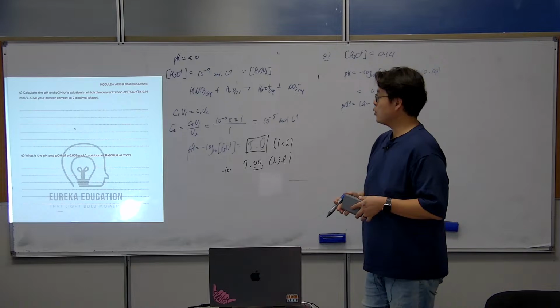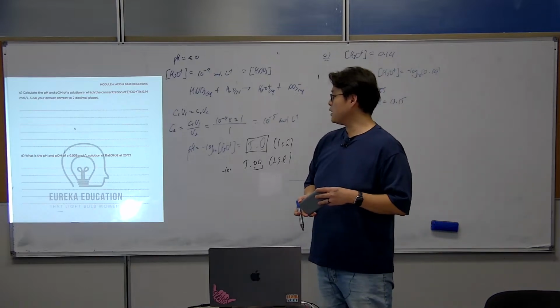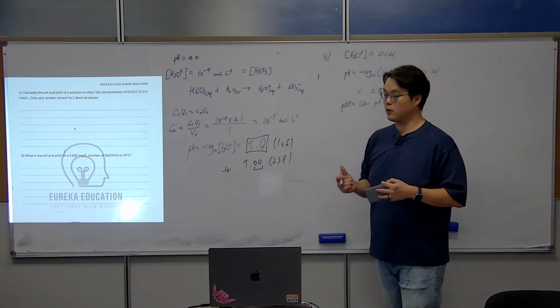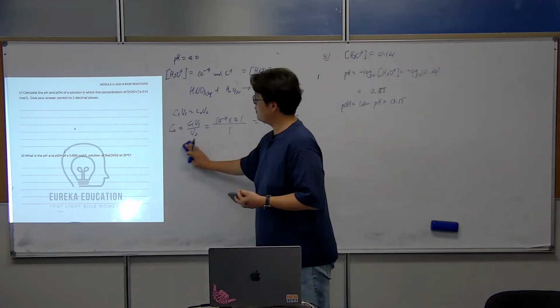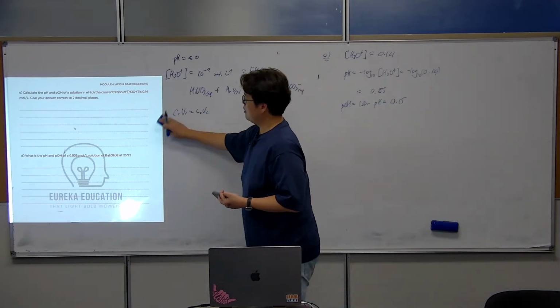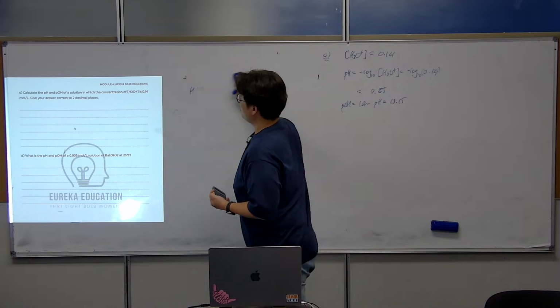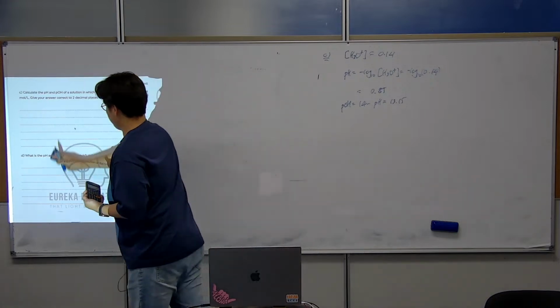Okay, D. What is the pH and pOH of the barium hydroxide? Give it a go. Give it 1 minute to try question D. Make sure you follow the 1 sig fig value, guys.